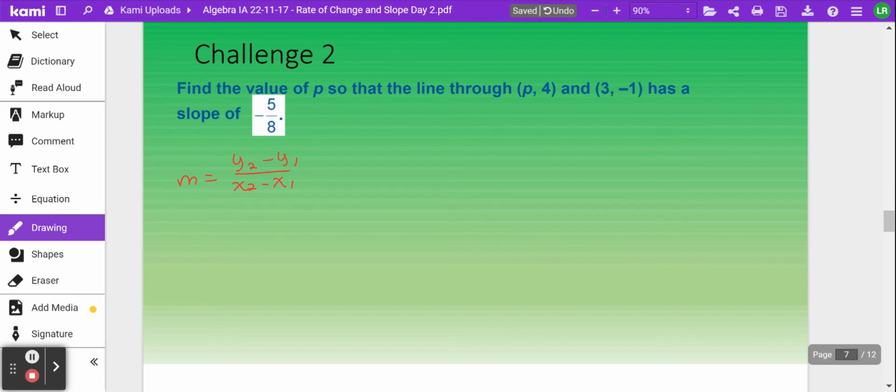Let's label. It's the first data point, so there's my x1, y1. There's my second data point. That's my x2, y2. And this is my slope, my m.